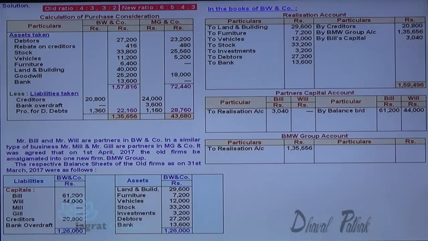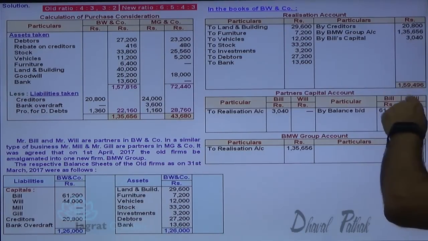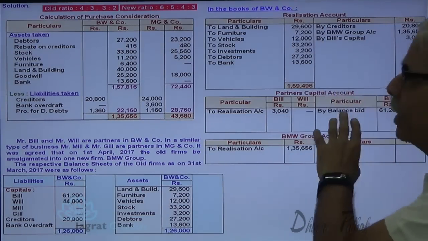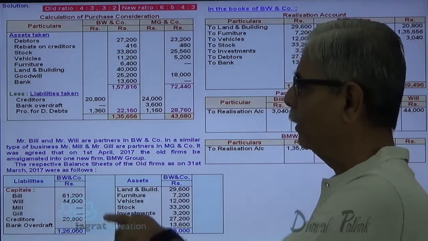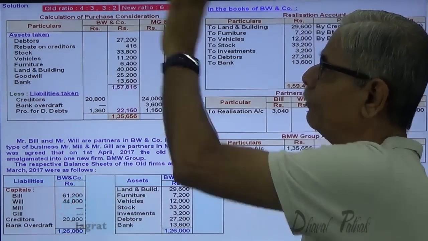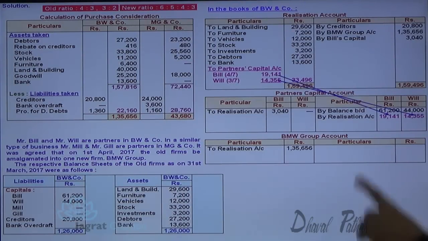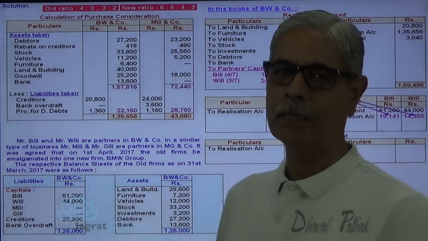After this, I am required to close this realization account. Total of credit side minus total of debit side, there is a realization profit. That profit will be distributed between Bill and Bill in the ratio of 4:3. So, distributed in the ratio of 4:3, this is a profit, 33,496. 4/7 is the share of Bill. Share of Bill is 3/7 and that is credited to the partner's capital account. So realization profit is credited to partner's capital account.